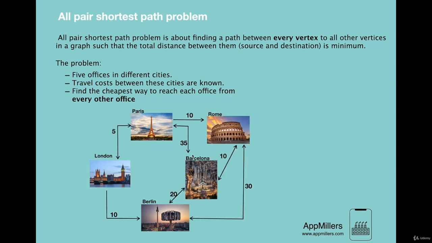As we said, our headquarters is located in London, so in the single source shortest path problem we needed to find the shortest path to all other cities. But in case of the all pair shortest path problem, we have to take all these cities one by one as a source vertex and find the cheapest way from these cities to all other cities.